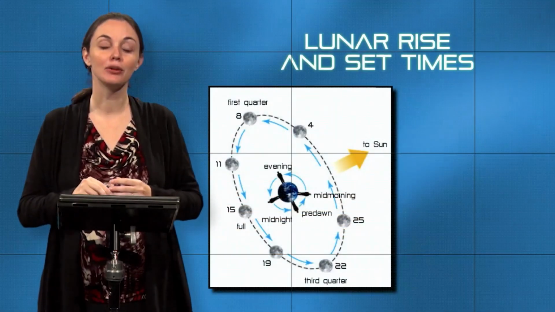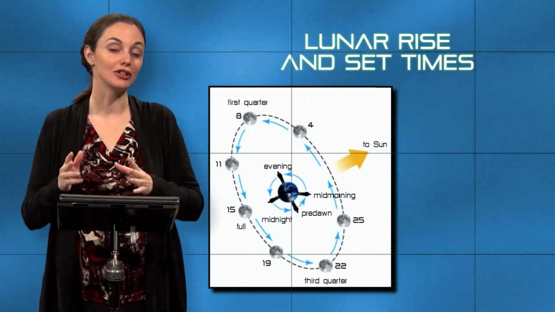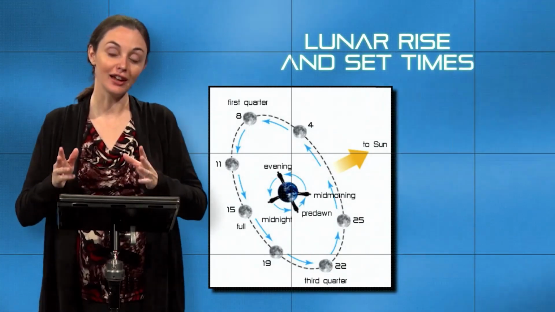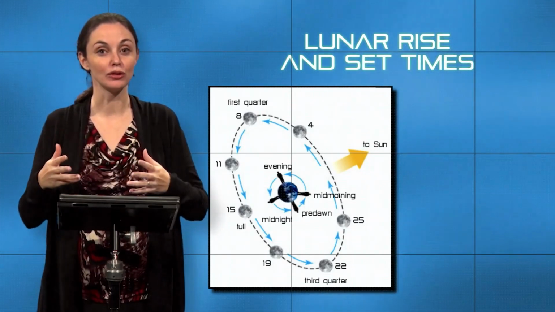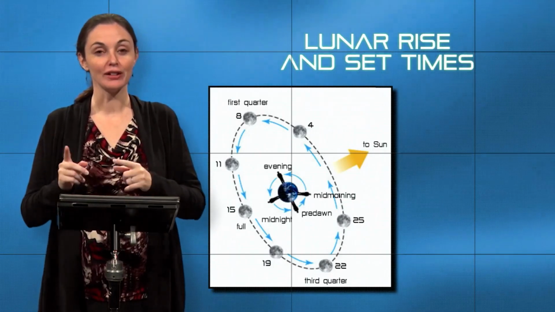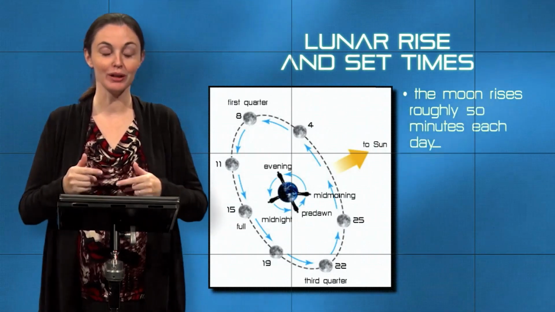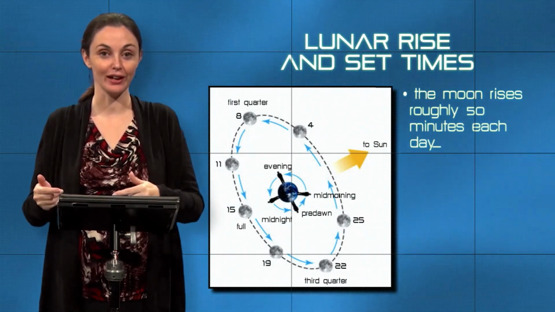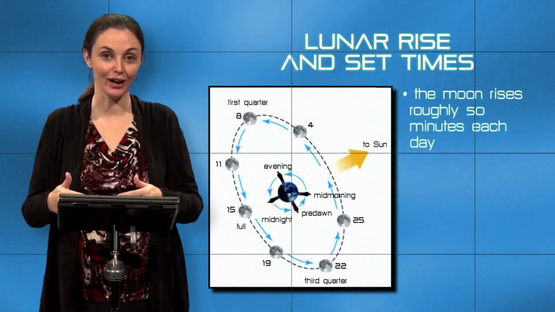Now, the tendency of the moon to go through different phases and to rise and set at different times every day, that actually doesn't have anything to do with the Earth's rotation. That has to do with the motion of the moon itself. So the moon actually rises and sets a full 50 minutes later every single day until it loops all the way back around again, and it's going to rise and set at the same time.